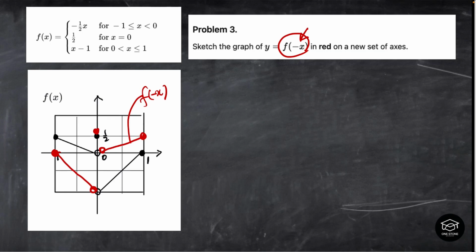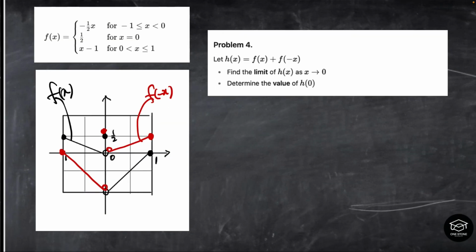From the right branch of the original, f(x) equals x minus 1. Replace x with -x. That gives -x minus 1, valid for x between -1 and 0. So the new piecewise function is, for x between -1 and 0, y equals -x minus 1. At x equals 0, y equals 1/2. For x between 0 and 1, y equals 1/2 times x.